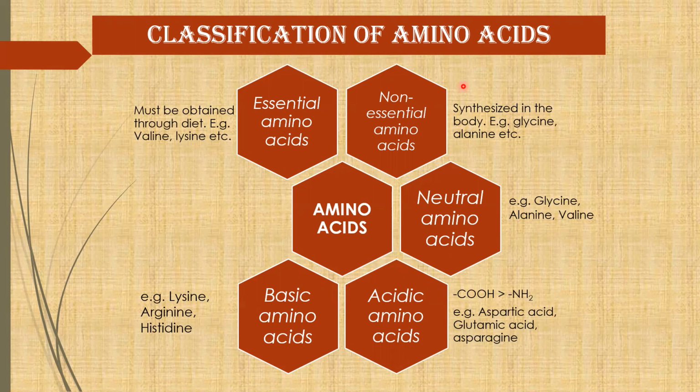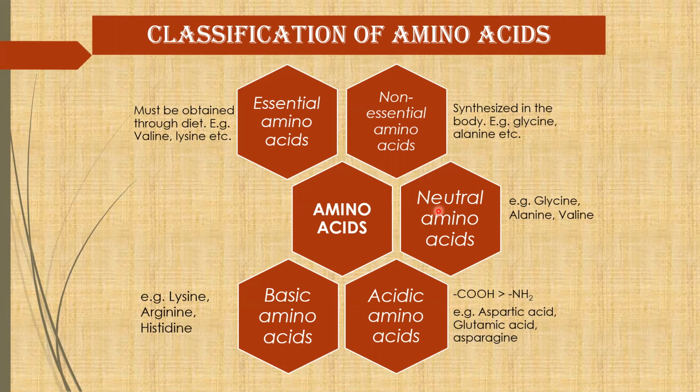So first of all, when we are talking about the essential amino acids, essential amino acids are the amino acids that have to be obtained through diet, because they are not synthesized in the body. Hence, these acids are known as essential amino acids, and a few examples are valine and lysine. Next, non-essential amino acids. Non-essential amino acids are synthesized in the body, for example, glycine, alanine, etc.